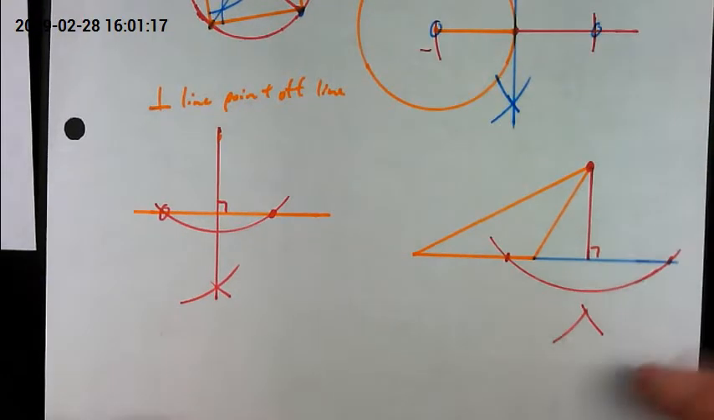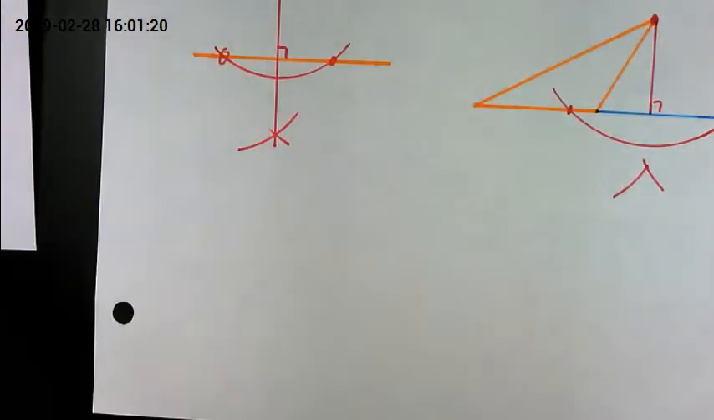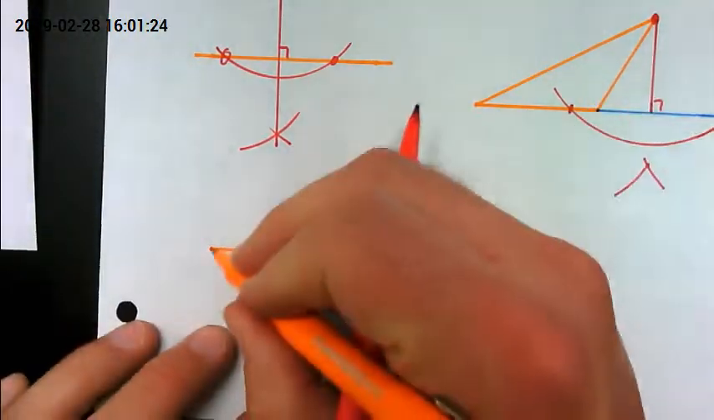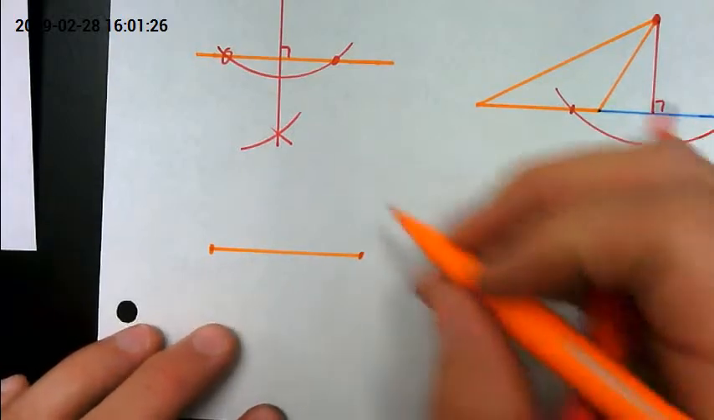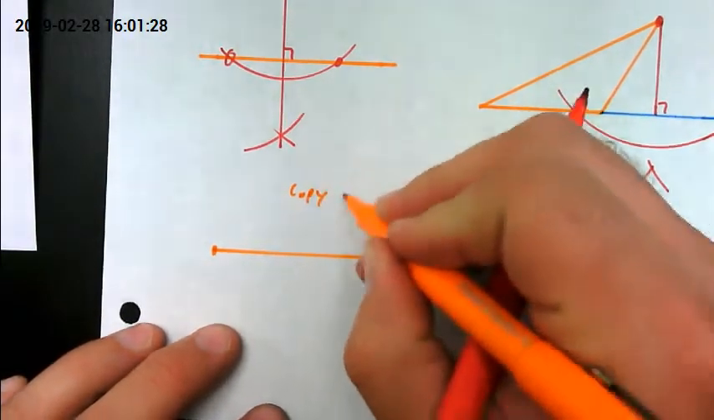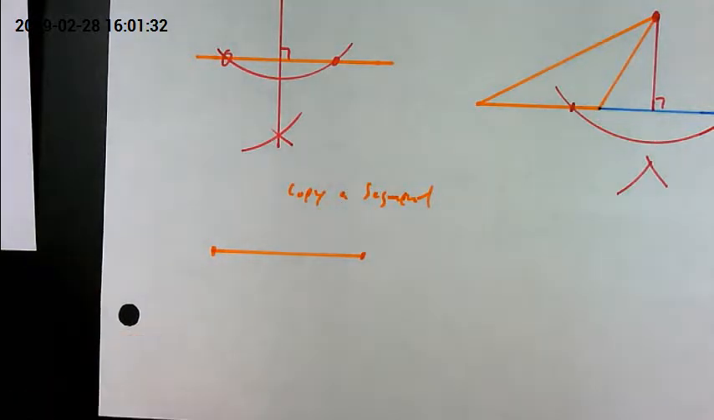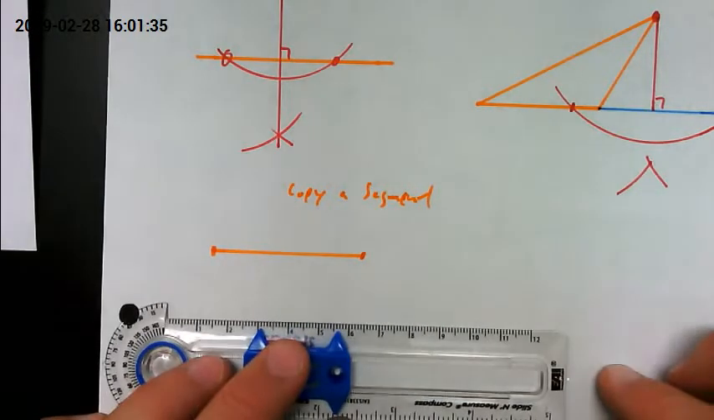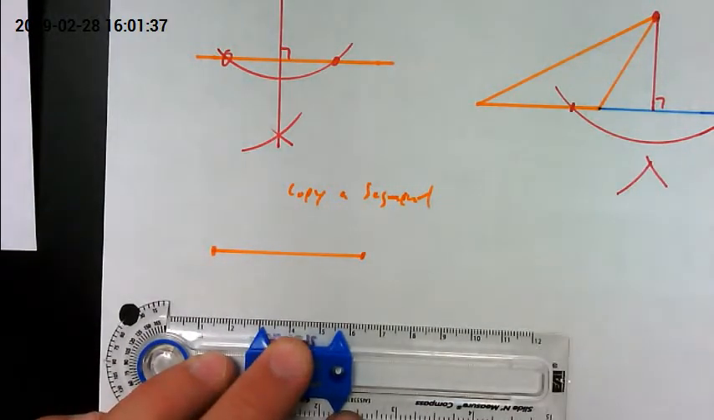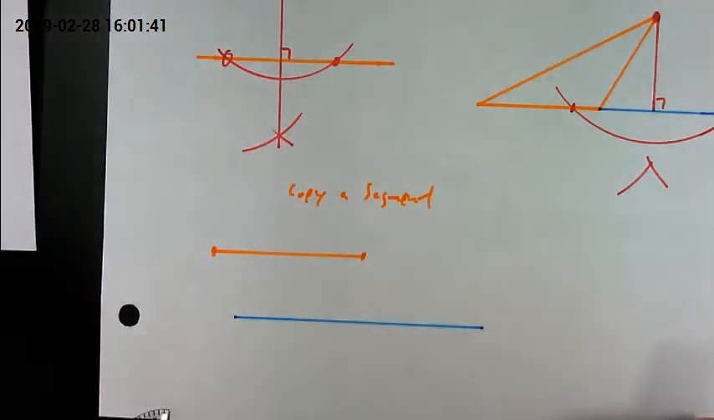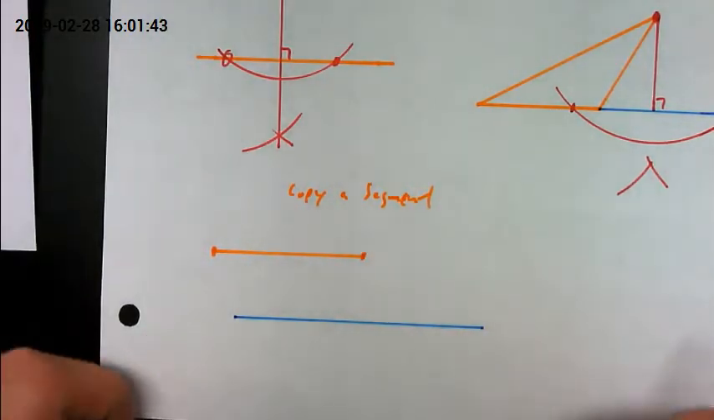And then finally, copying a segment. When you copy a segment, you have a line given to you. So let's say that's the segment given to me. And then I'm going to start off by drawing a line that's longer than my original. I'm going to copy it onto that segment. For the test, I'd give you something to copy it onto.